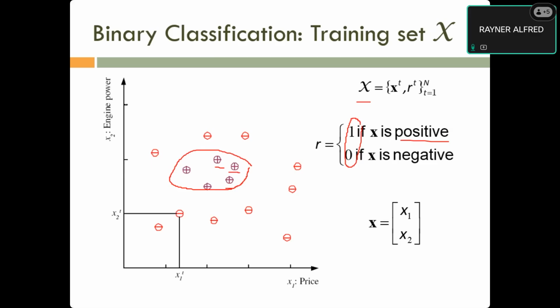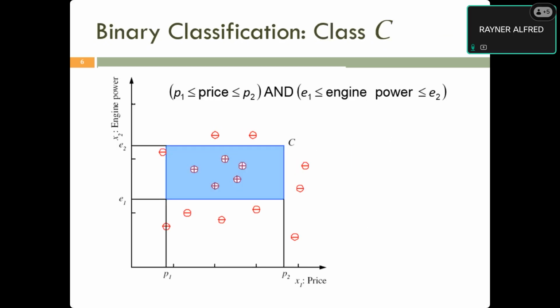Okay, when we have this set of data, kita tidak nampak nih. So when we plot, we see this one. So our objective is, okay, if we draw a box to cover all the 5 positive samples that we have, the price is within this value P1 and P2, and also the engine power is between E1 and E2.